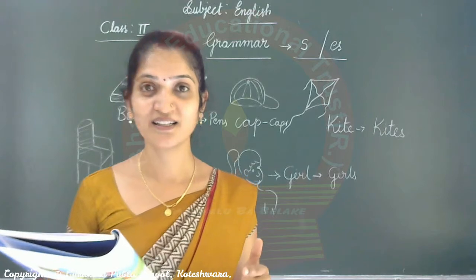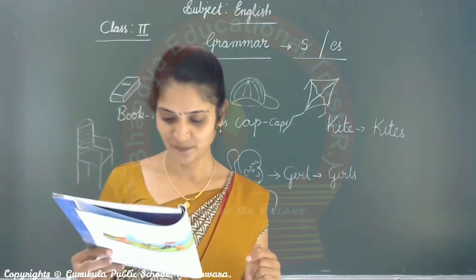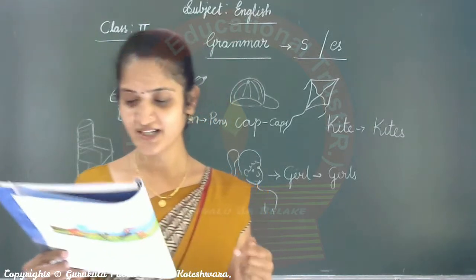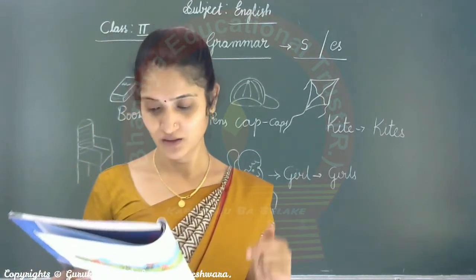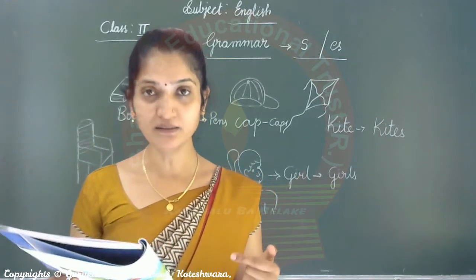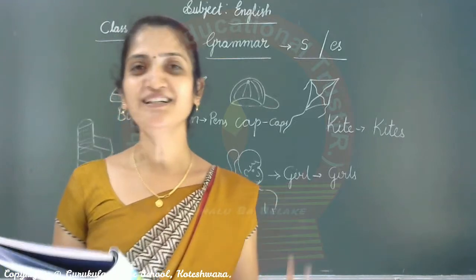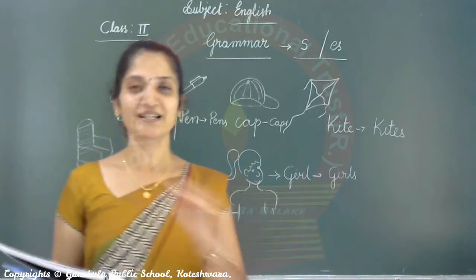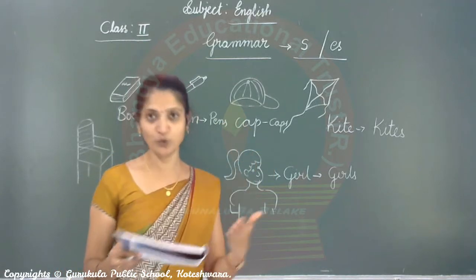Duck, ducks. Tree, trees. Bat, bats. Coat, coats. Pocket, pockets. Bun, buns. Skirt, skirts. These are very easy, right? Just you add s. If you add s, that is the plural form.